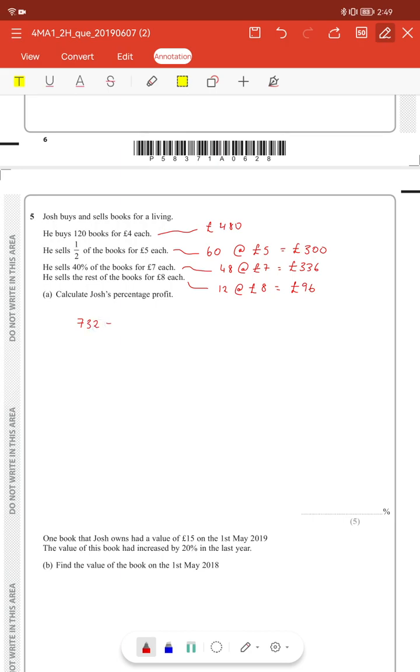So the total money he has made would be 300 plus 336 plus 96, which is 732, minus his cost would give him his profit, divided by his cost, and we need to times it by 100 to get his percentage. And that would give us an answer of 52.5%.